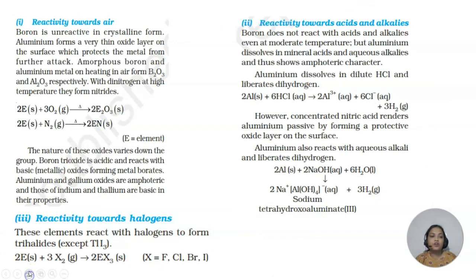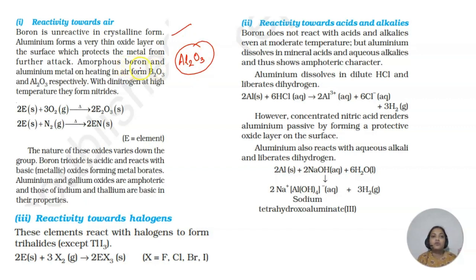So now if we talk about the chemical properties, here you can see boron is unreactive in crystalline form. Aluminium is a highly reactive metal. It forms a thin oxide layer on the surface. Once that oxide layer gets formed on the aluminium, it acts as a barrier, so it will prevent further oxidation of aluminium.